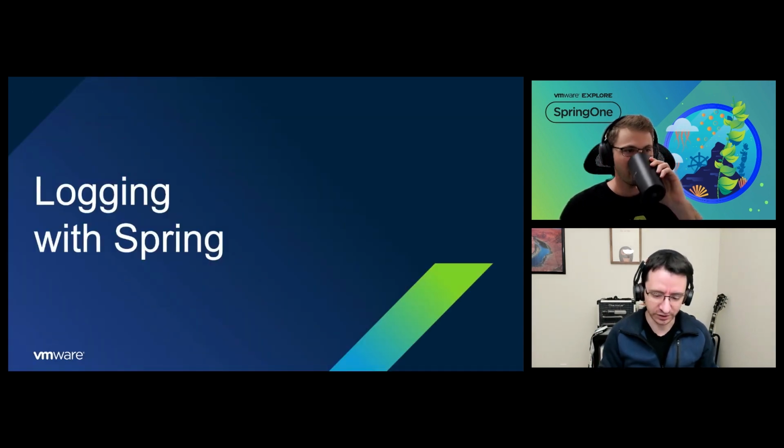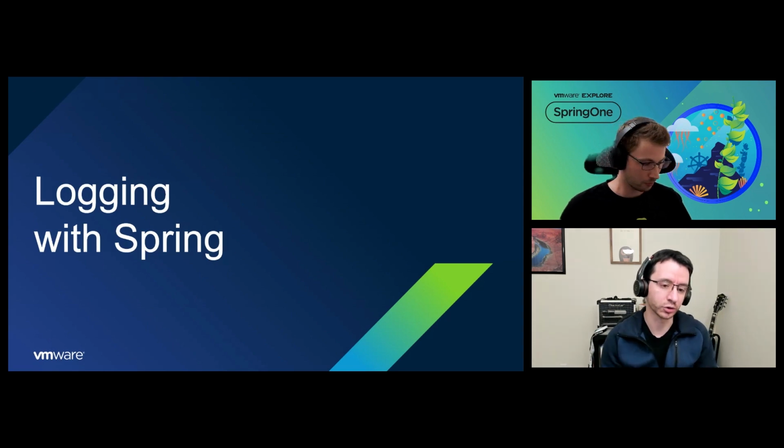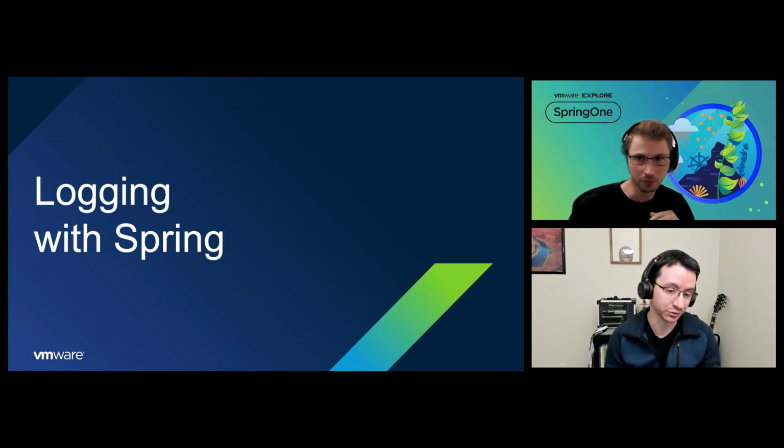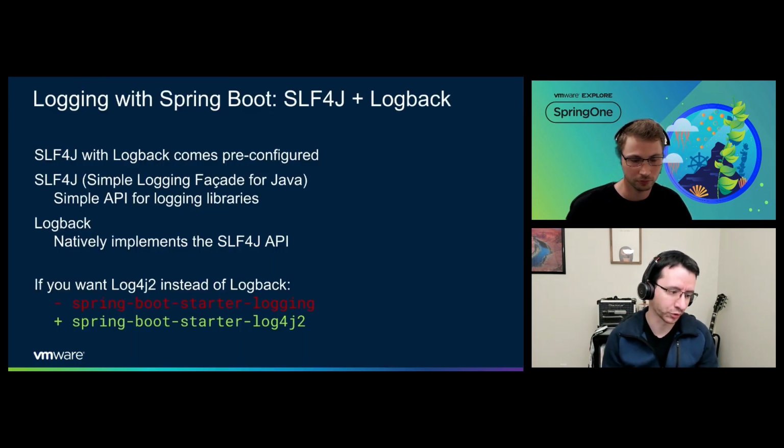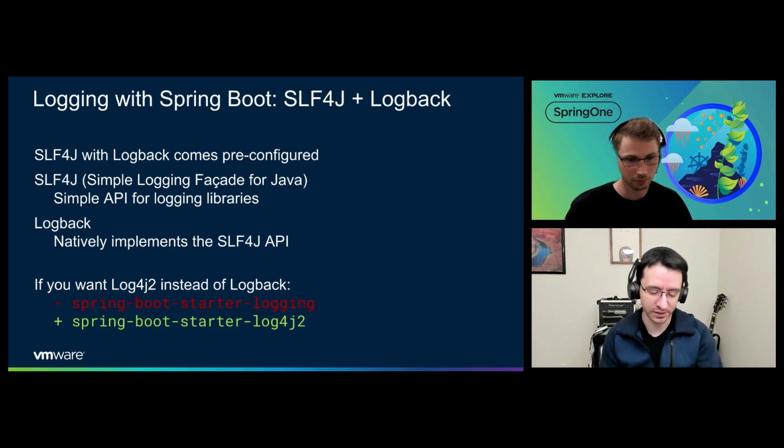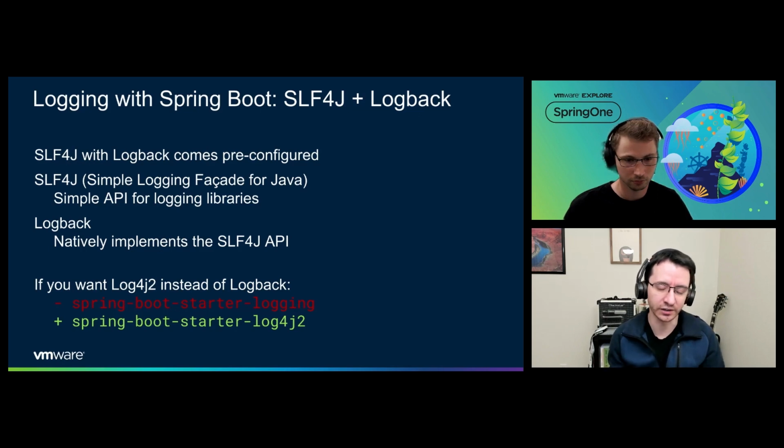So let's talk a little bit and go deeper. What do you want to do or what can you do if you want to implement some logging with Spring? And this is, I guess, true for the broader application frameworks as well. So it is not just for Spring, but Spring Boot comes pre-configured with SLF4J and Logback. And SLF4J stands for Simple Logging Facade for Java. And it has a simple API that you can basically plug logging libraries in and out. And Logback is one of these implementations. It natively implements the SLF4J API, and that's what Spring Boot comes with.